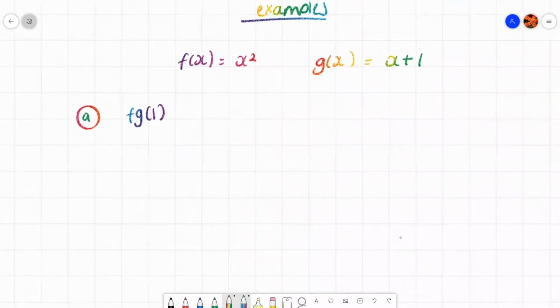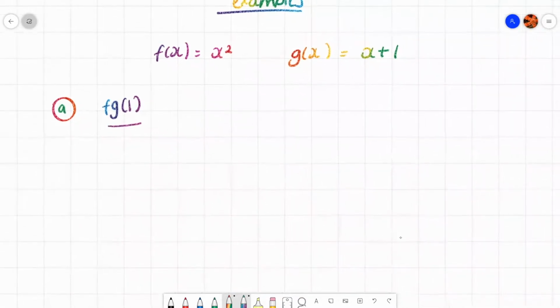But now we have got two functions. We've got one function that says when you know what x is, you are going to do x squared. And we've got another function which is g, and when you know what x is in that function, you've got to add 1 to it. So this is how you answer these type of questions. You take this one first.